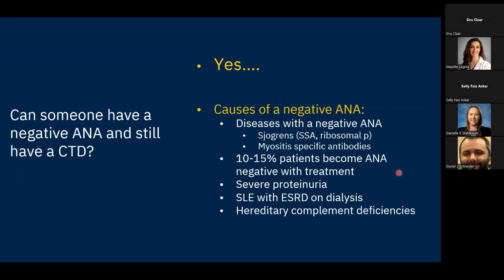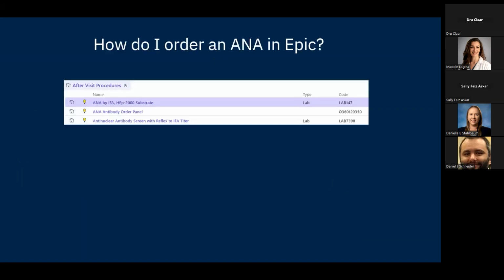Some patients become ANA negative with treatment. In lupus patients with severe proteinuria or on dialysis, often their ANA will go away. And those are kind of the most common reasons.